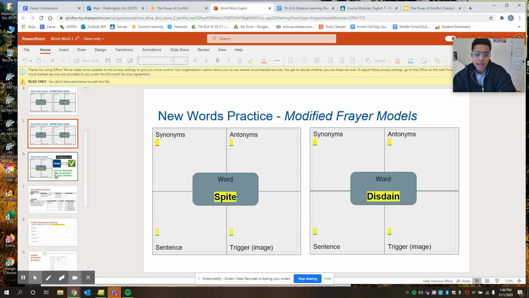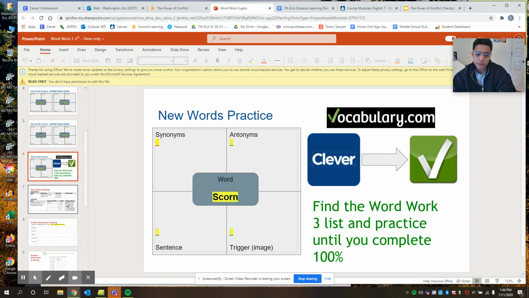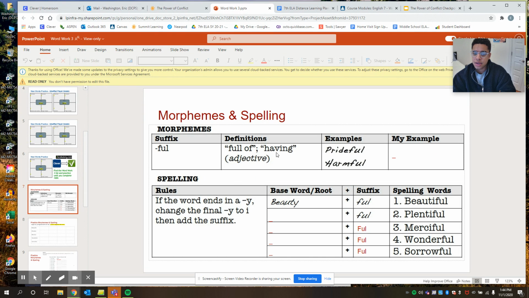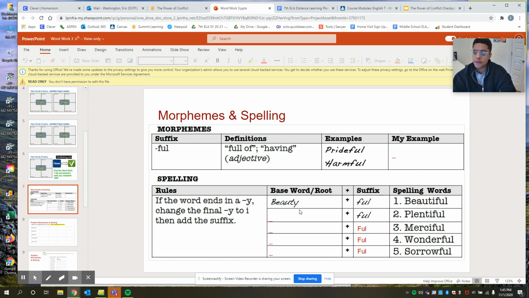Spite, disdain, and scorn. Morphemes and spelling. Okay, so this right here, we are adding the suffix ful, full, and the definition is full of or having. So if the base word is beauty, and the word ends in a Y like beauty does, you're going to change the final Y to an I, then add the suffix. It's very similar to our first one that we were dealing with. So if we have beauty, we take the Y out and we add an I.